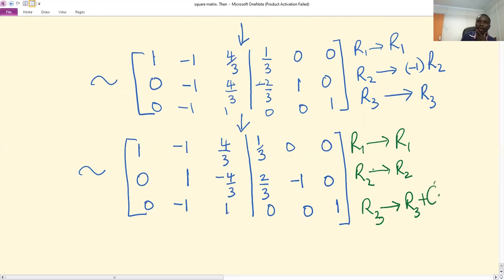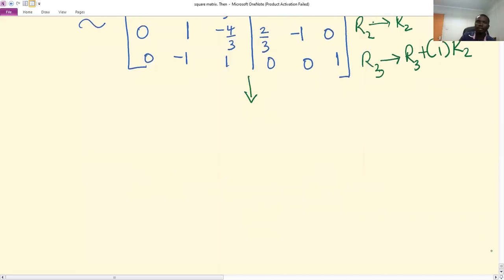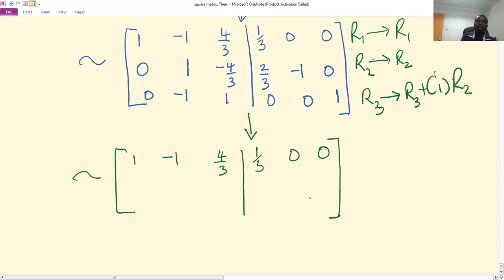Now, when I multiply 1 by row 2, and then I add the 2 rows, I'll get 0 at this position. So that calculation will enable me to get a 0 here. So I'll get 1 minus 1, 4/3, a third, 0, 0. This will be 0, 1 minus 4/3, 2/3, -1, 0.